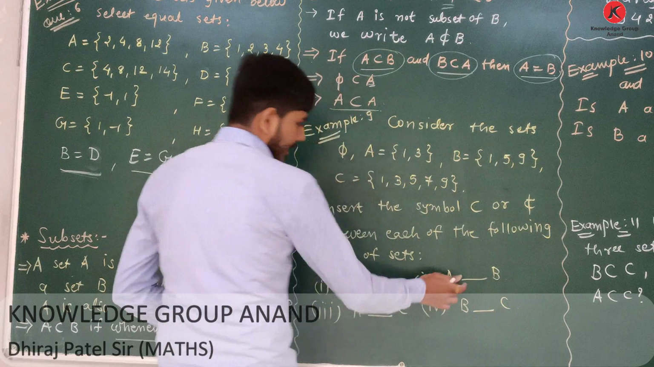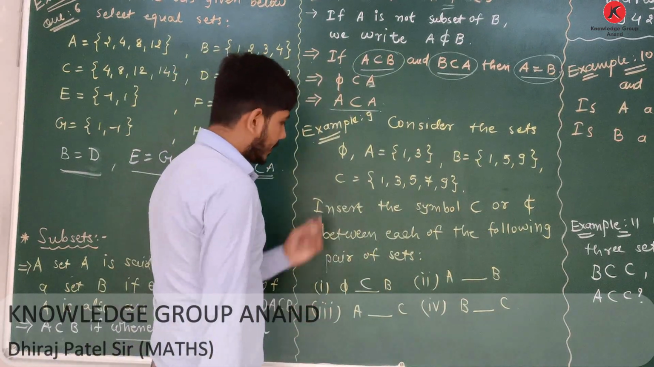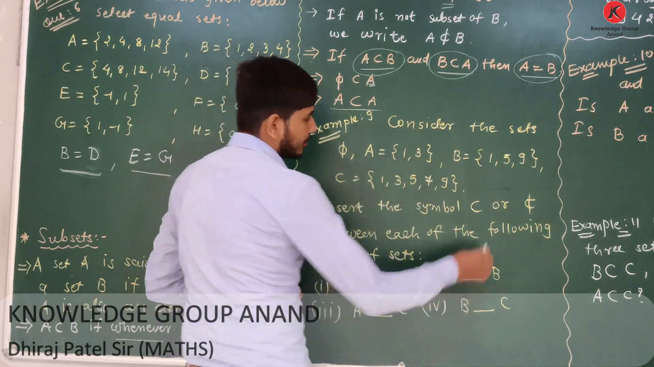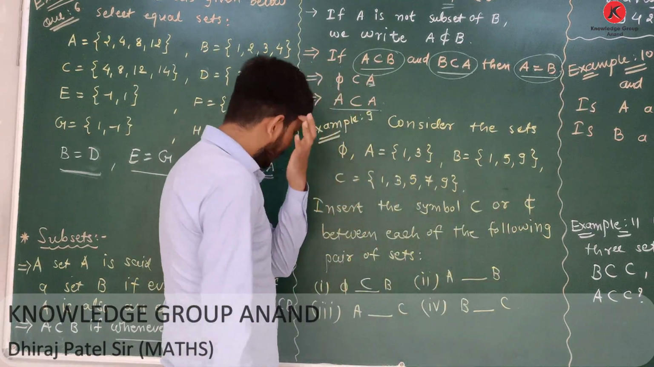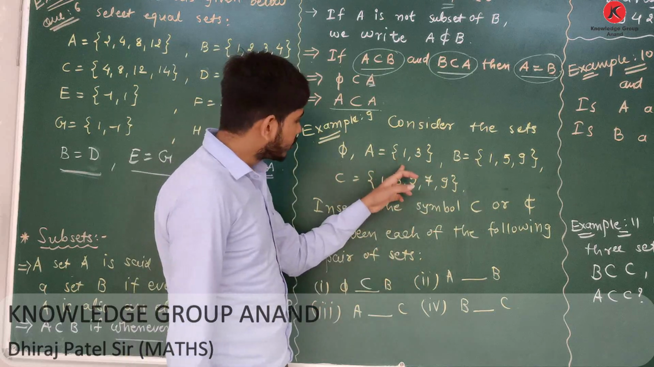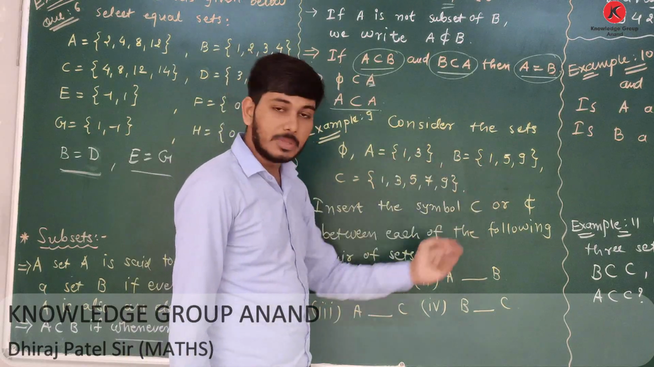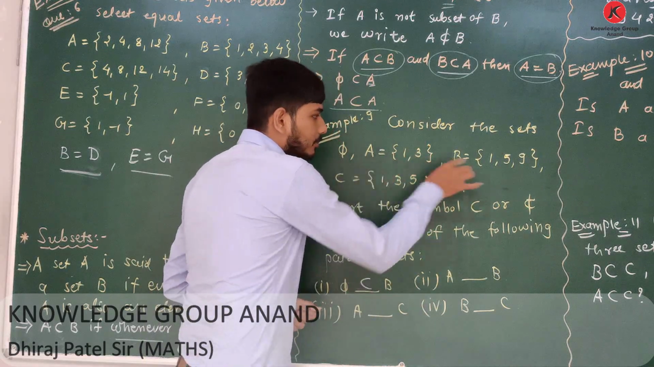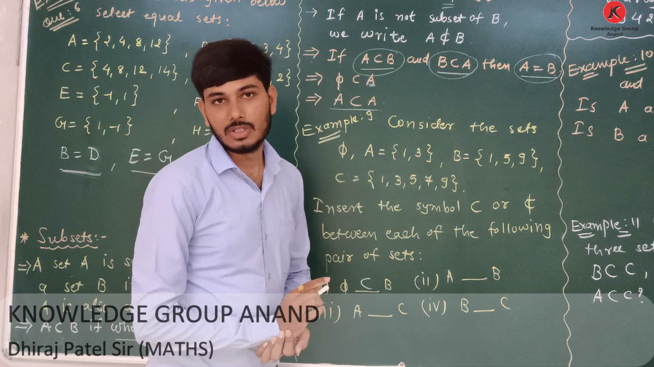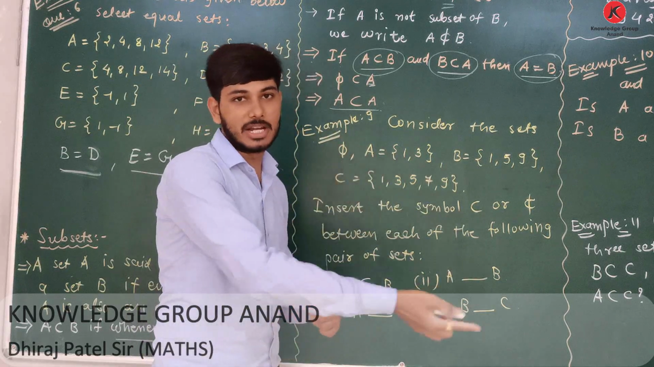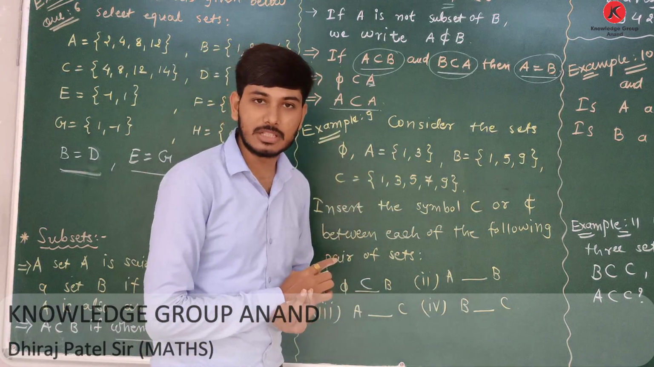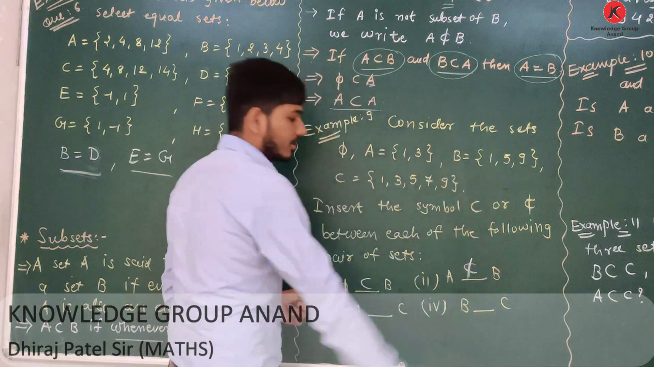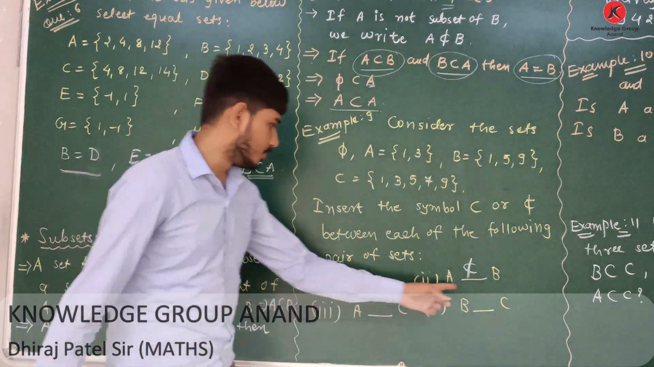Second one, A blank B. Set A has elements 1, 3 and set B has elements 1, 5, 9. Are all the elements of set A in set B or not? Here 3 is in A but not in B. We require that all the elements of set A are in set B to say that A is a subset of B. Therefore, A is not a subset of B.